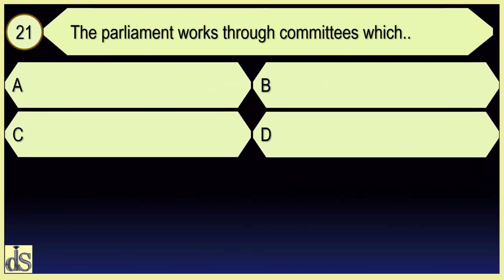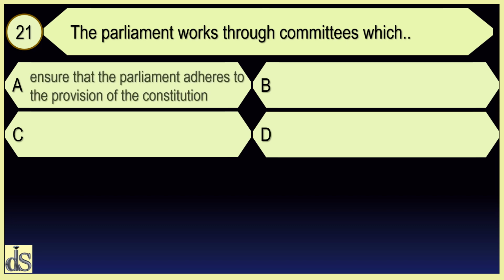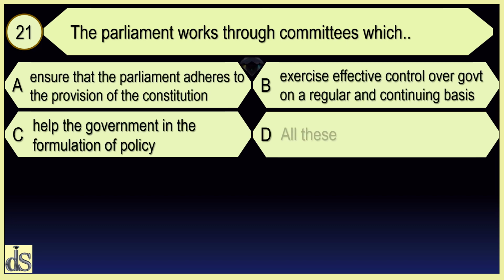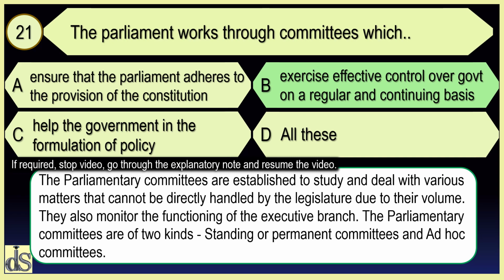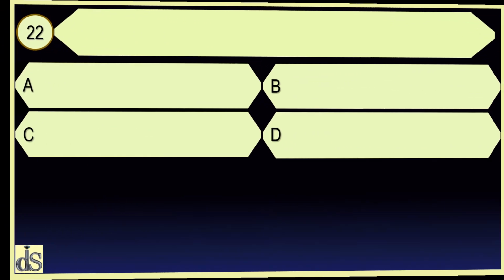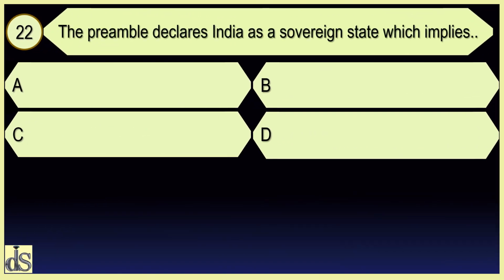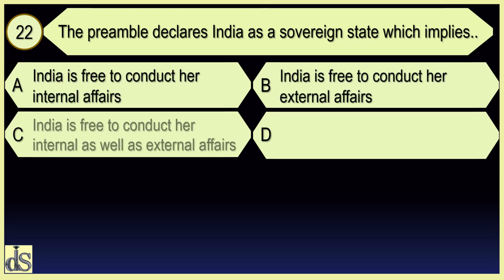The Parliament works through committees which exercise effective control over government on a regular and continuing basis. The preamble declares India as a sovereign state, which implies India is free to conduct her internal as well as external affairs.